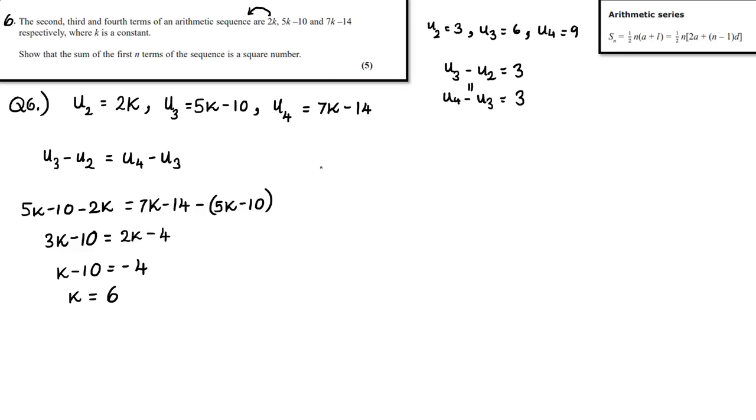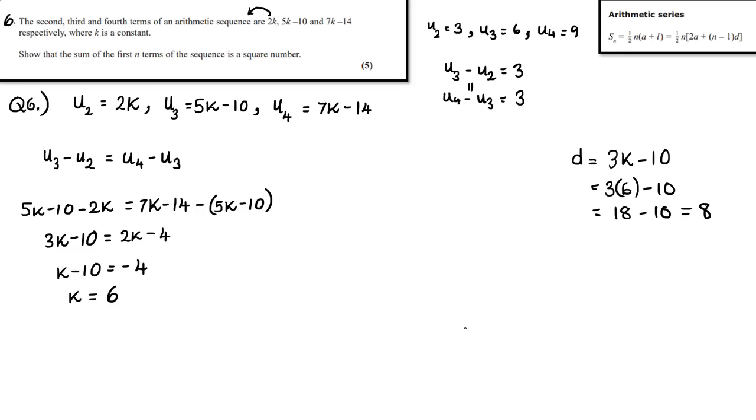So in that case, how do we work out the common difference? Well, the common difference, we can clearly see, if we just take a look at what we did here, u3 minus u2, that was simply 3k minus 10. So 3k minus 10, this represents the common difference, d. So that's 3 lots of 6, which gives us 18. So 3 times 6 giving us 18, and we minus 10. So 18 minus 10, giving us 8 there for the common difference.